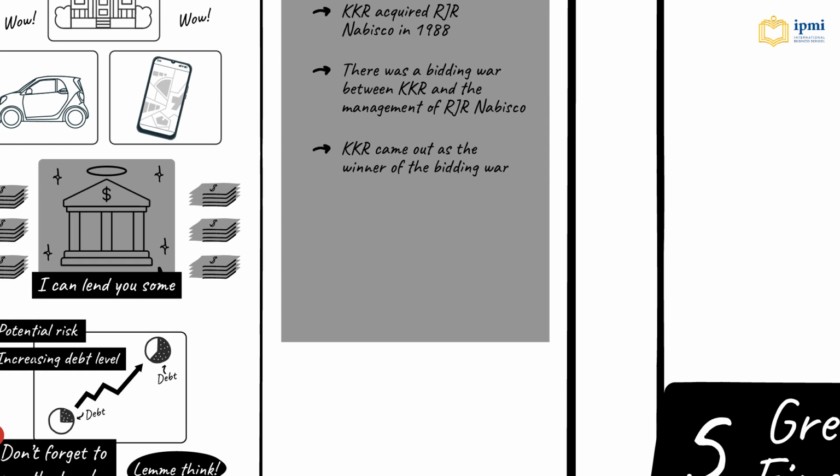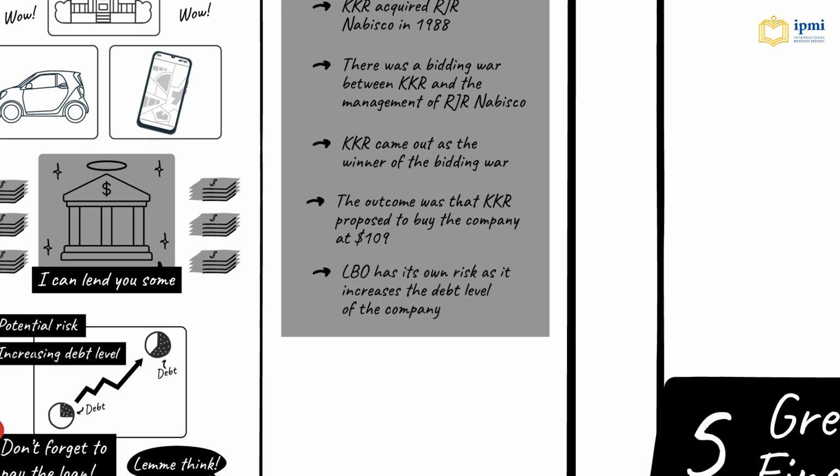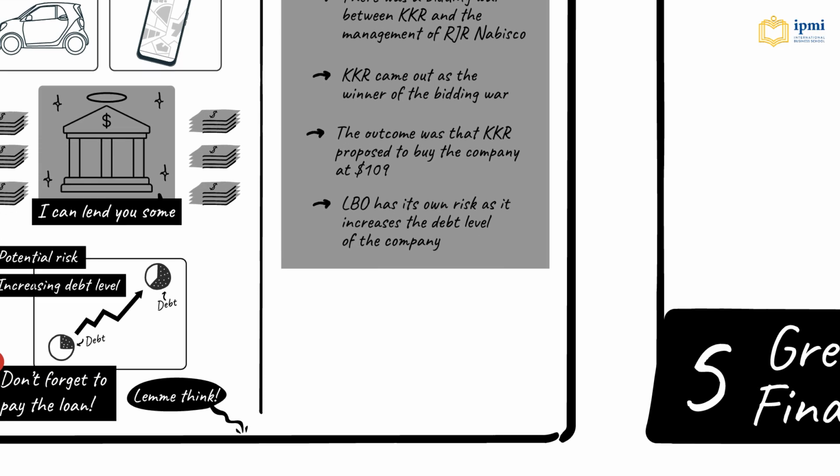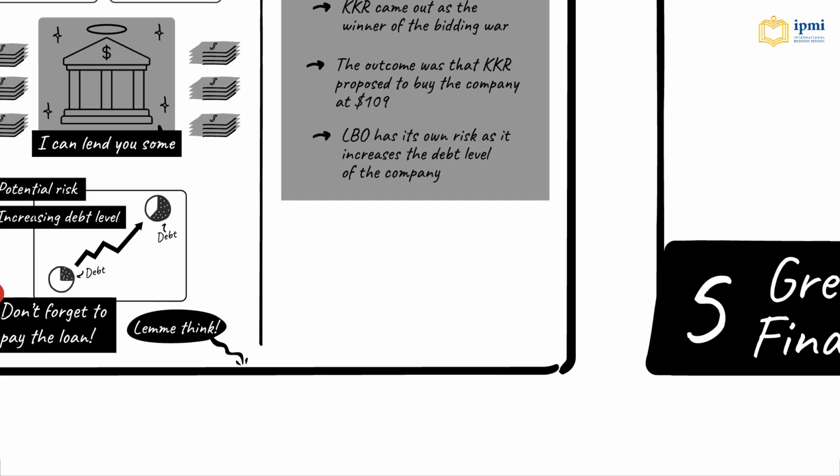KKR proposed to buy the rest of the shares of public shareholders at $109. In the proposal, if the shareholders agreed to be bought out, then KKR asked to get approval to become the new management and to issue debt using RJR's debt capacity. Again, LBO has its own risk because it increases the debt level of the company.